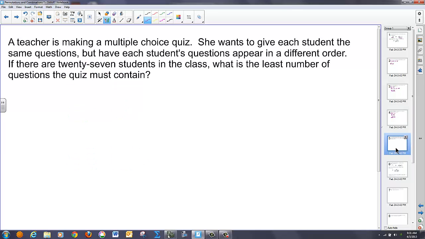So next, we're going to take a look at a multiple choice type problem. There's a teacher wanting to give a multiple choice test, and in this case, she wants to give each student the same questions, but have each student's questions appear in a different order. And if there's 27 students, what's the least number of questions the quiz could contain? So basically on this problem, we're looking for how many different arrangements we can have of test problems.